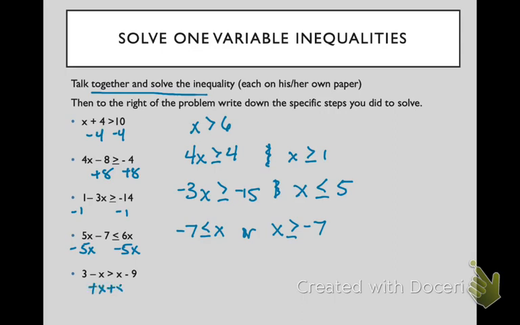And lastly, I'm going to add my x over to the right and add my 9 to the left. So I get 12 is greater than 2x, divide by 2. 6 is greater than x, or x is less than 6.